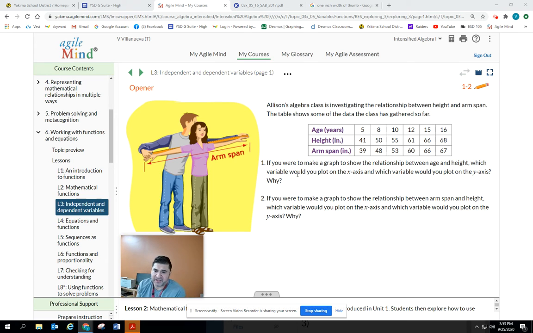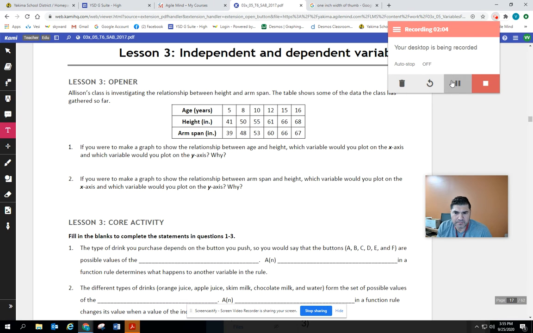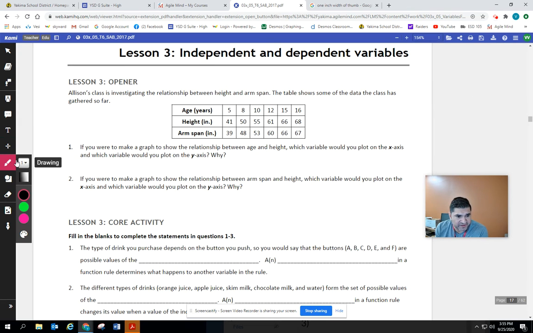Number 1 says, if you were to make a graph to show the relationship between age and height, which variable would you plot on the x-axis and which variable would you plot on the y-axis, and why? So I'm looking at our workbook here, and I'm going to draw a quick graph here. Here's my x-axis, and here is my y-axis.